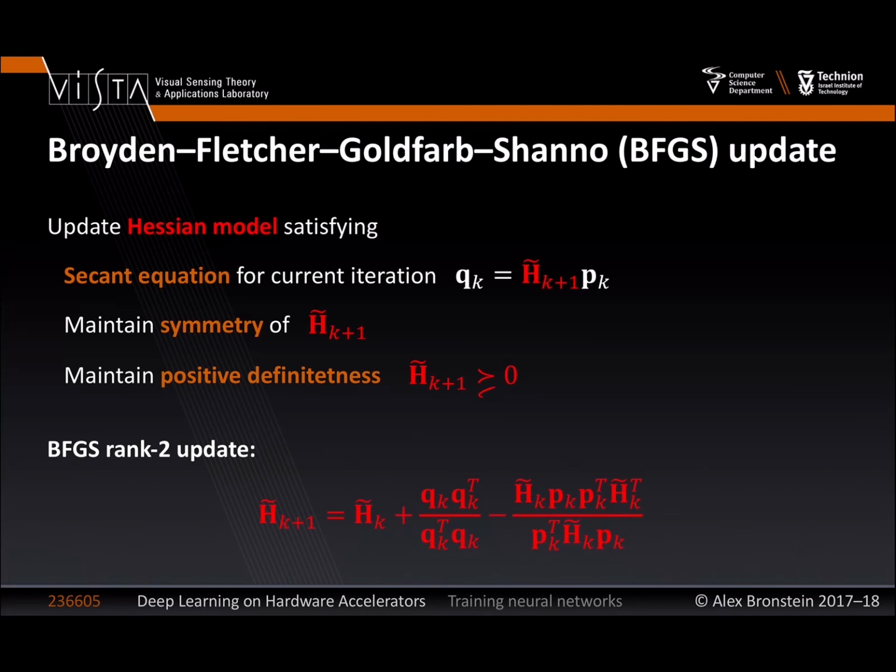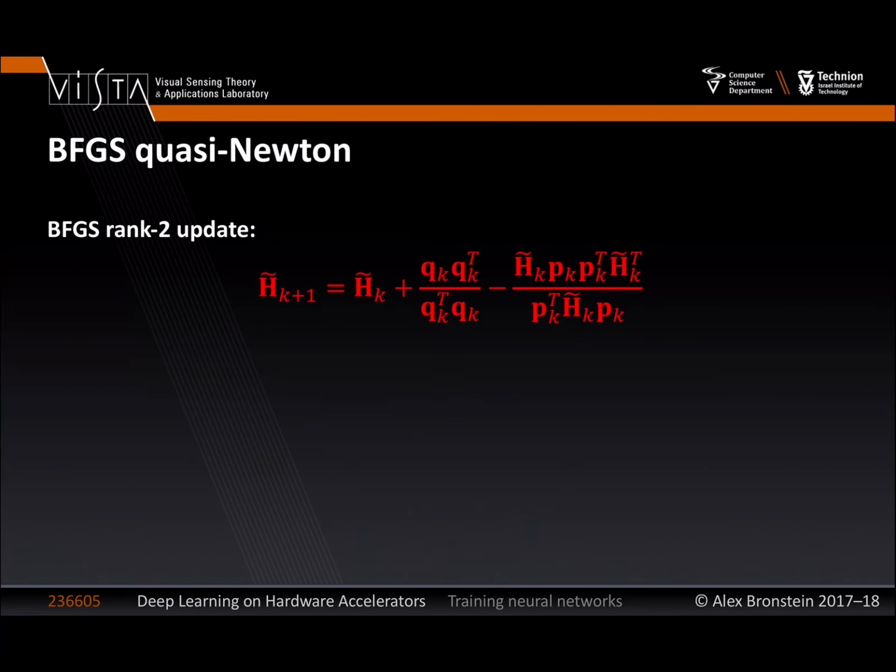So it appears that you can do a rank 2 update, actually an additive update with a matrix of rank 2, to the model Hessian that satisfies all these three conditions. This is called the BFGS update, and BFGS stands for the names of the people who invented it. So this is the BFGS rank 2 update. Again, I'm not deriving the scheme exactly, but the rationale is exactly satisfying those conditions.